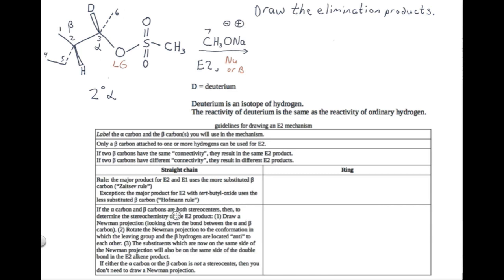Now we can move to this guideline. We know that sometimes we have to draw a Newman projection. We need the Newman projection if both the alpha and beta carbons are stereocenters. Well, in this case, they both are stereocenters.